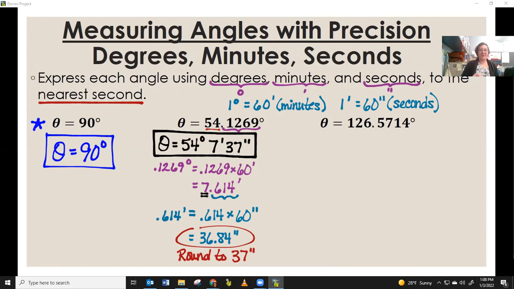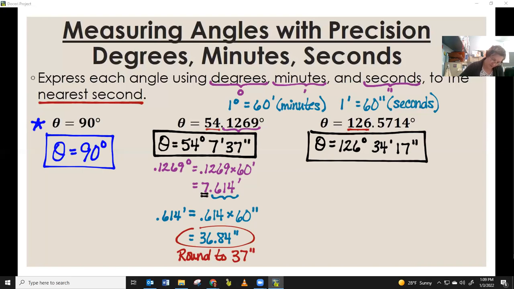You're absolutely welcome. Okay, so let's go over this last one here. So theta, and I see, Brendan, you're absolutely correct. You should have gotten 126 degrees. Again, you grab the whole number for the degrees right here. And then you should have gotten 34 minutes and 17 seconds.